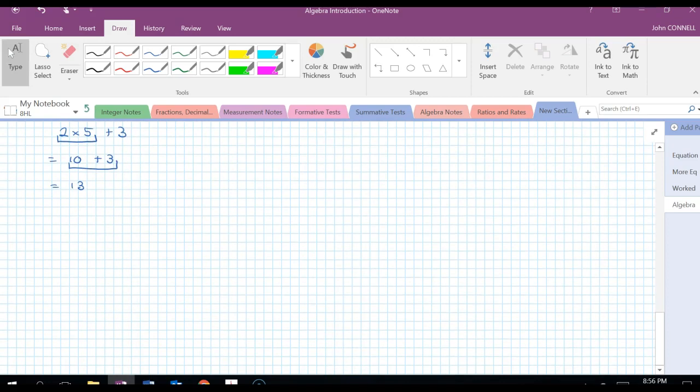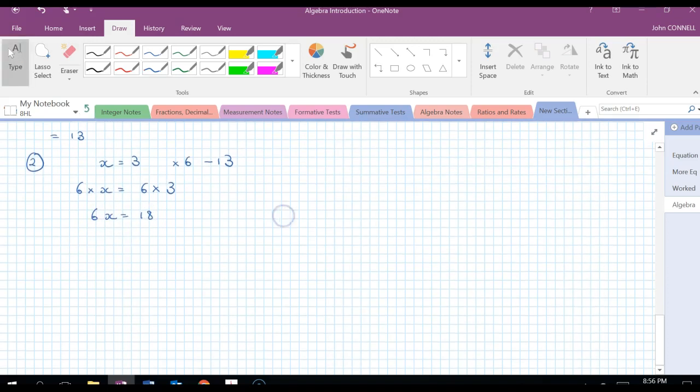Okay, the next one was to start with x equals 3, and we were to multiply by 6 and then subtract 13. So x is the same as 3, so now I'm going to go 6 times x must be the same as 6 times 3. So 6x is equal to 18. And then 6x take 13 is going to be the same as 18 take 13, which is 5. So 6x take 13 is the same as 5.